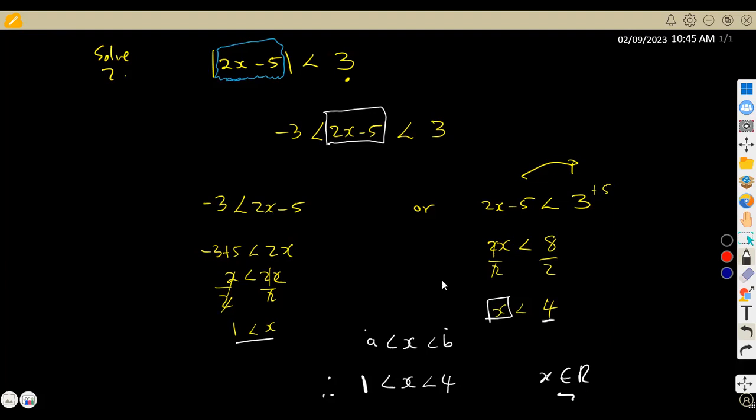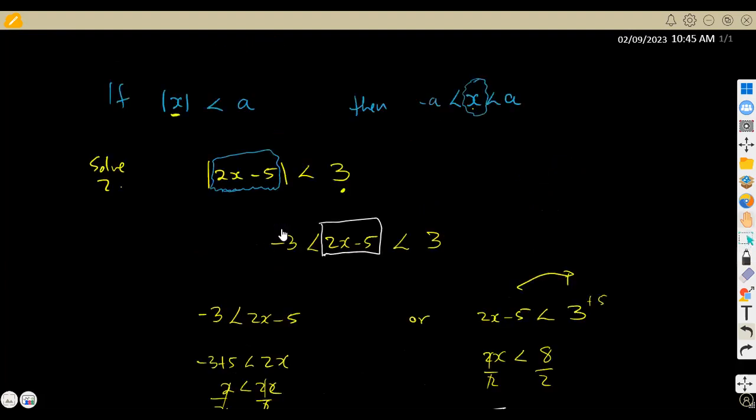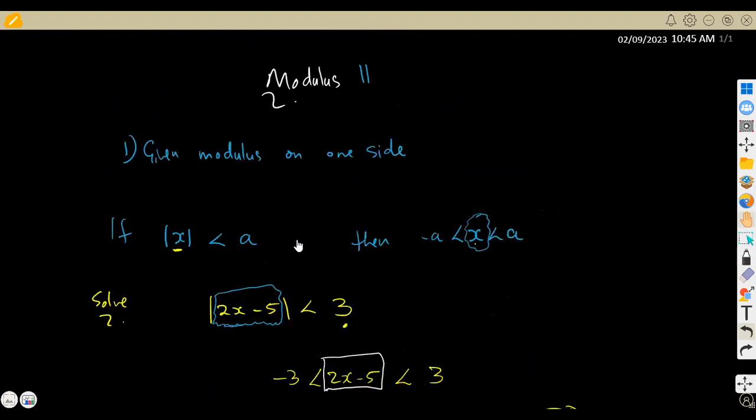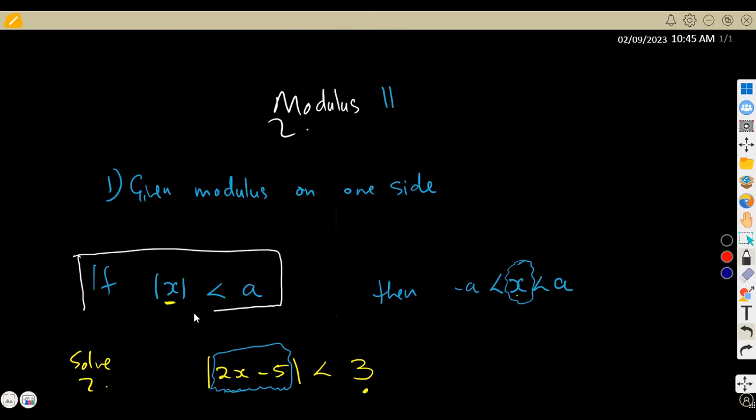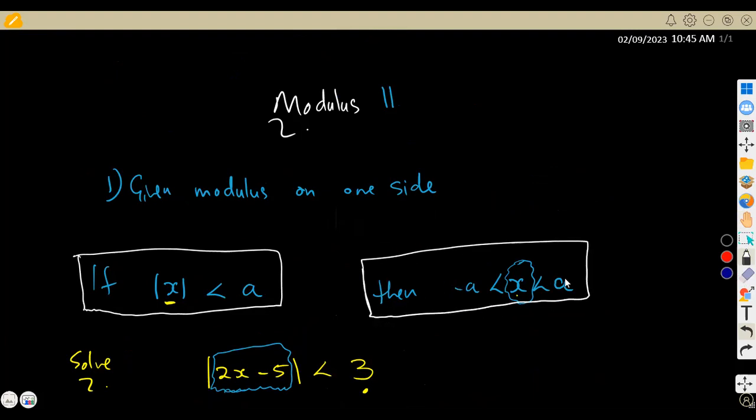So please make sure that if you are given the modulus on one side, then get back to this formatting that I indicated here. This is the format that you use from this presentation. Then make sure that you rewrite your inequality in this form. Then your answers shall be taken from this calculation that you're going to make.